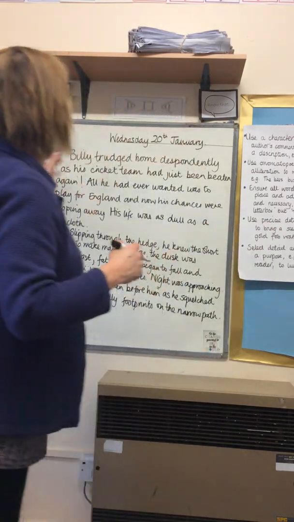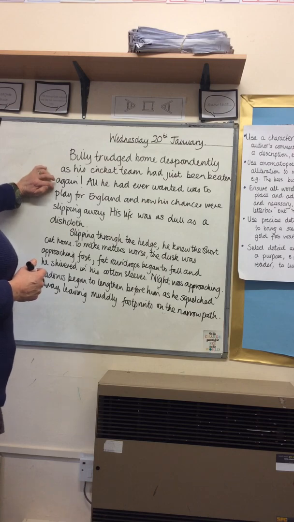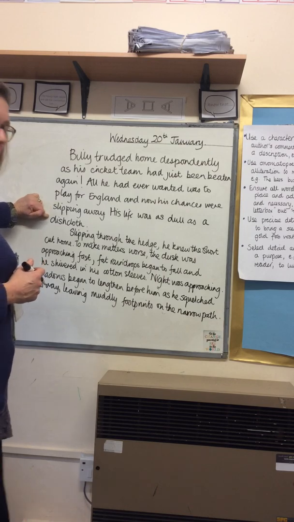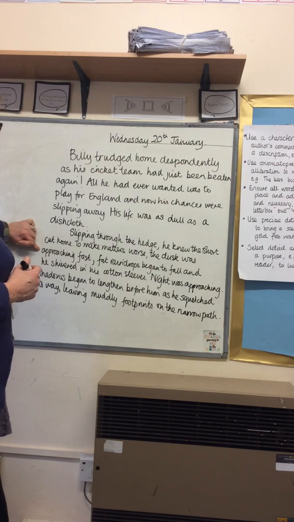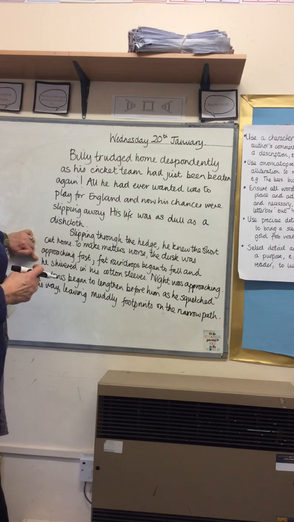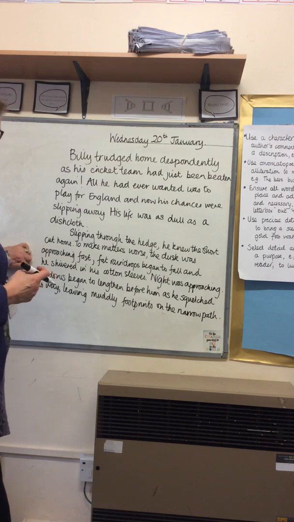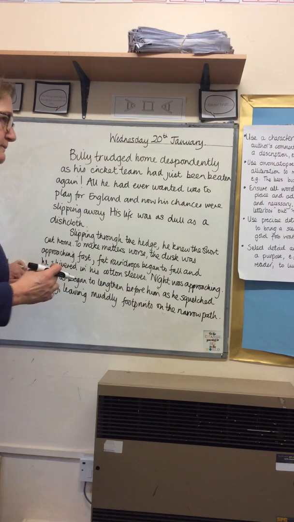Let's recap. Billy trudged home despondently as his cricket team had just been beaten again. All he'd ever wanted was to play for England, and now his chances were slipping away. His life was as dull as a dishcloth. Slipping through the hedge, he knew the shortcut home. To make matters worse, the dusk was approaching fast. Fat raindrops began to fall, and he shivered in his cotton sleeves. Night was approaching. Short sentence for effect. Shadows began to lengthen before him as he squelched his way, leaving muddy footprints on the narrow path.